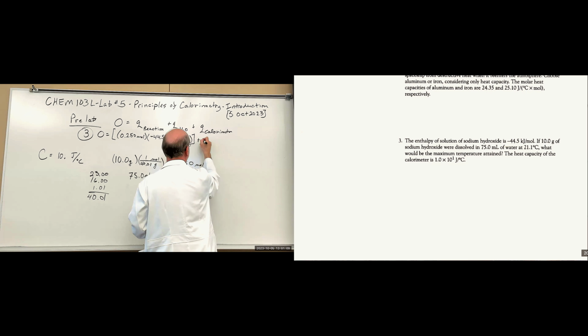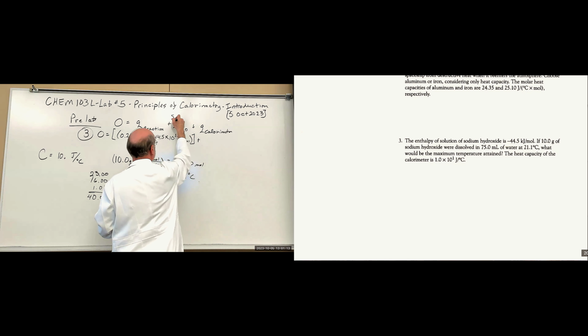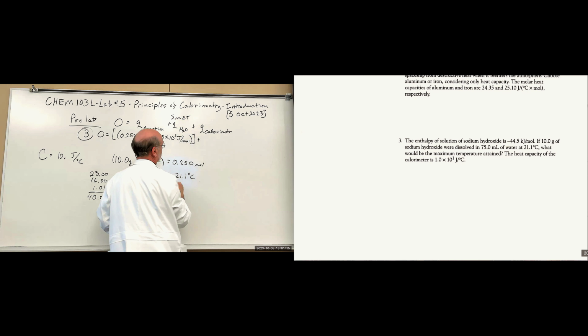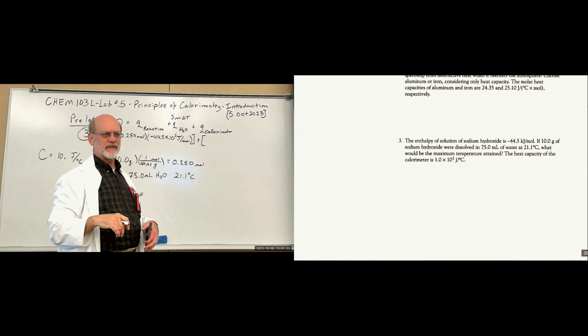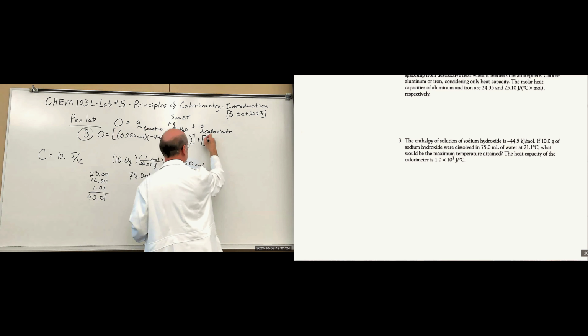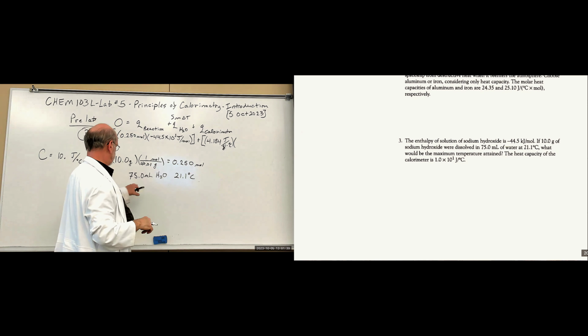Now, how about the Q of the water? Well, the Q of the water is going to be our s m delta T. Right? So what's the s for water? We have to look it up. Right? 4.184, I think, isn't it? I believe it is, if memory serves. It should be in the useful information. That's joules per gram degree C.